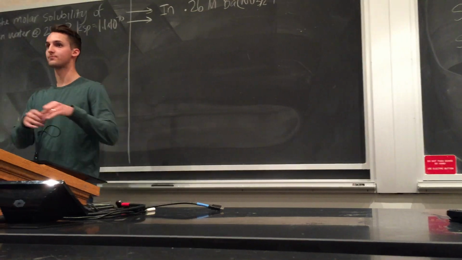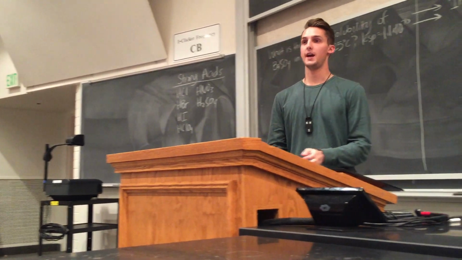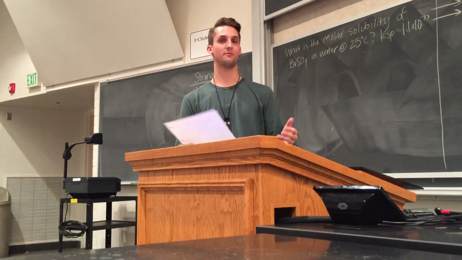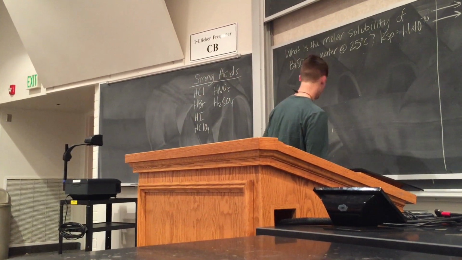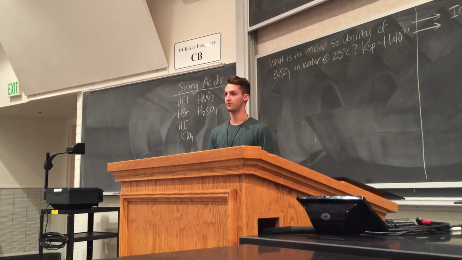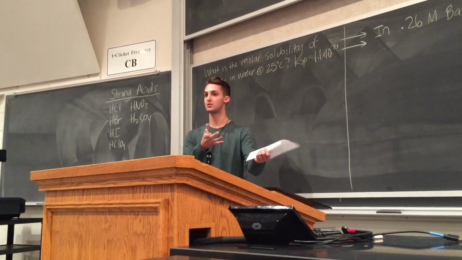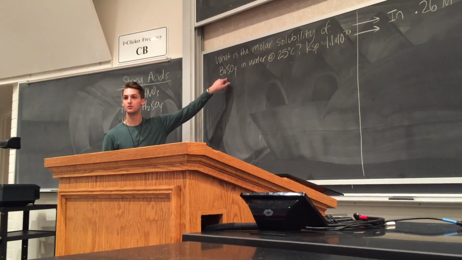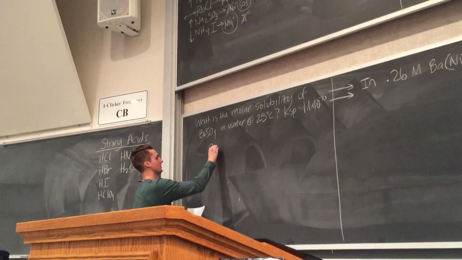Okay, let's do it. So the theme of this unit is ICE tables. The first thing we're going to do here is set up an ICE table. First let's write out our reaction. What is the reaction here? This is a Ksp problem, so we're just talking about dissociation. What are the two ions here? Barium and sulfate.